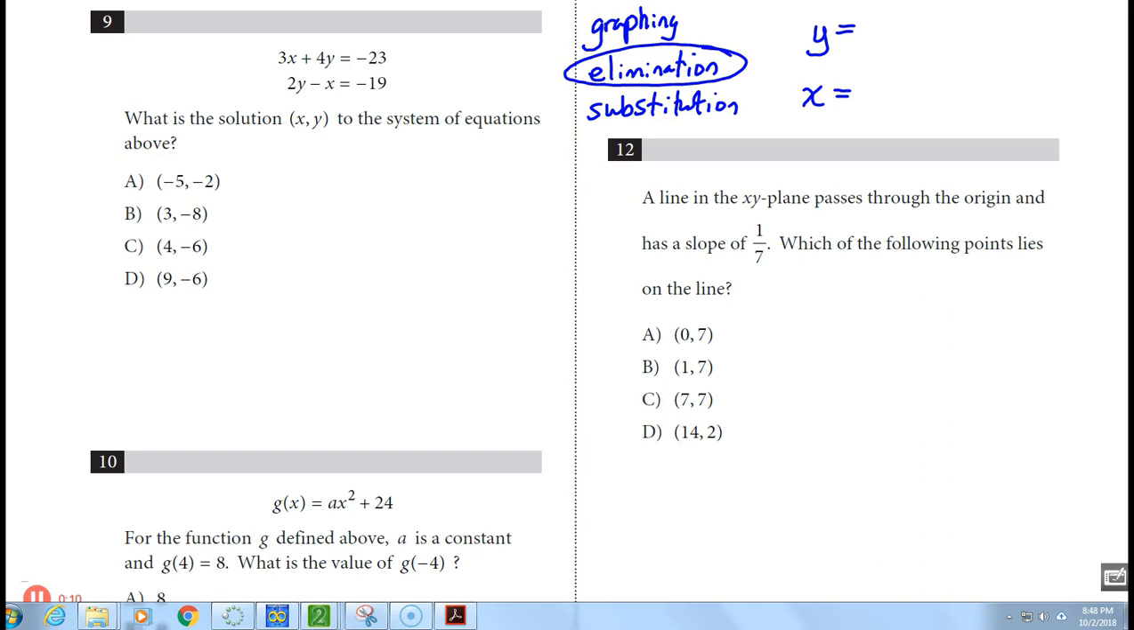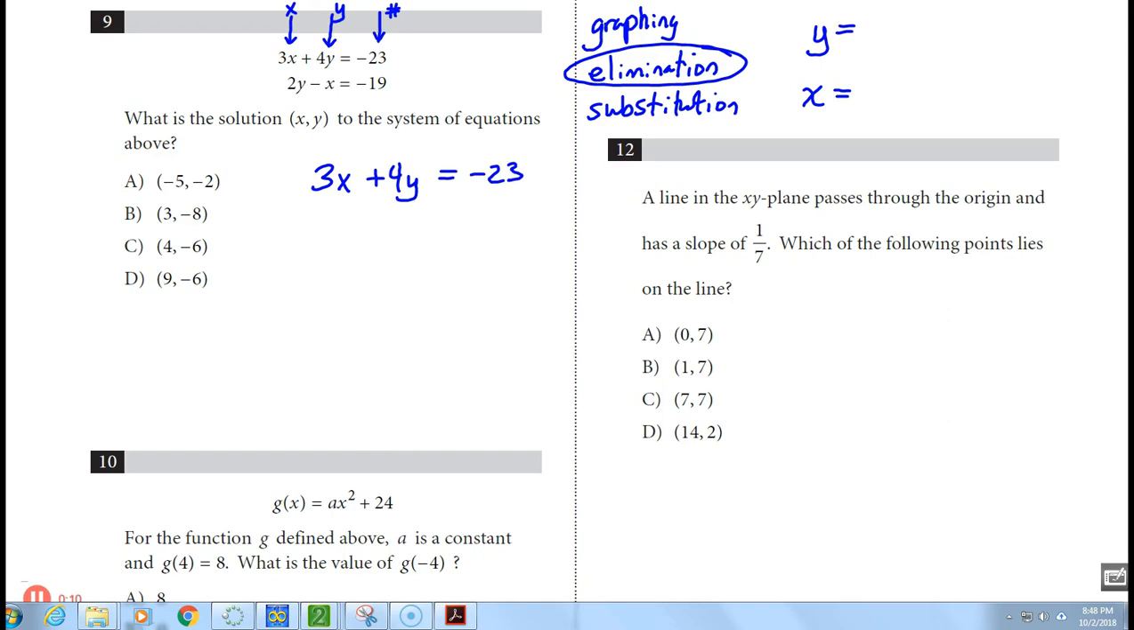So if you're going to use elimination, the most important thing is you need to get your equations lined up. And what I mean by lined up is you need an x column, you need a y column, and you need a constant or just a number column. And the top equation is exactly how I like it. I like it when it's 3x plus 4y equals negative 23. That's the traditional way to write it.